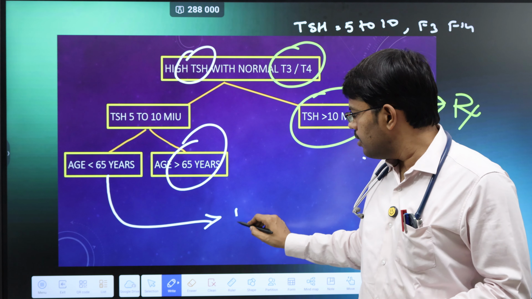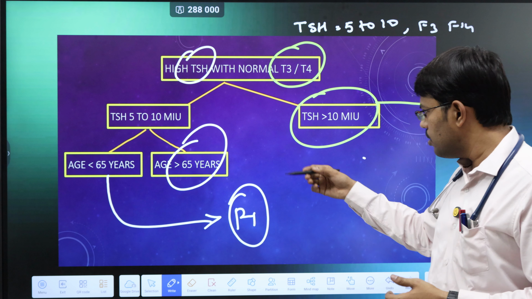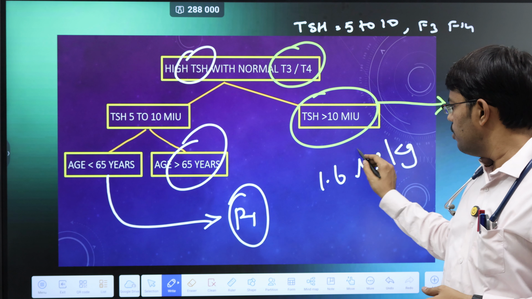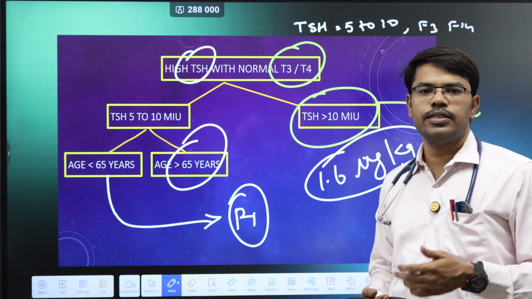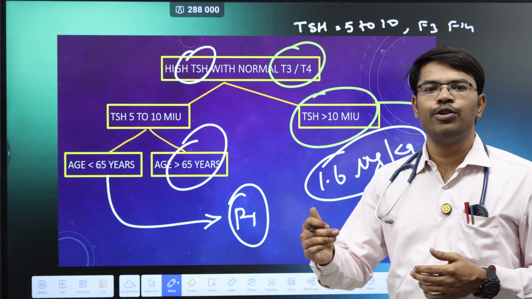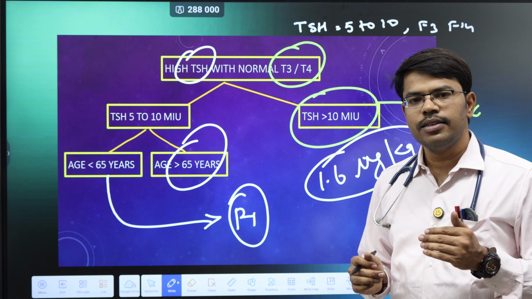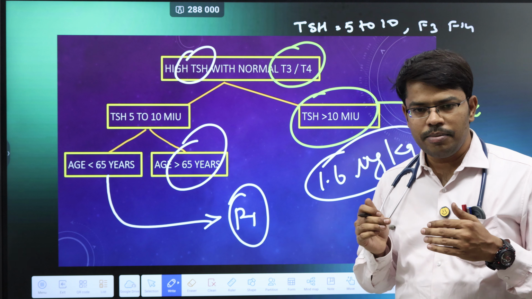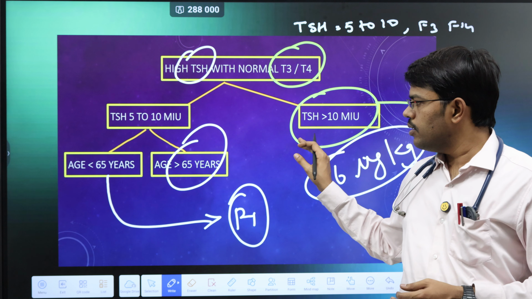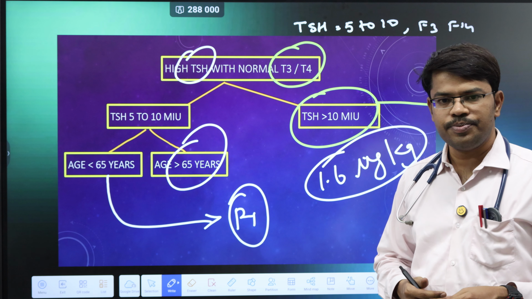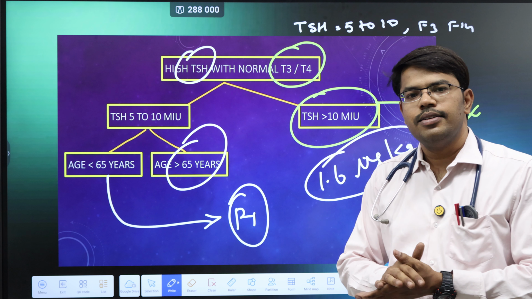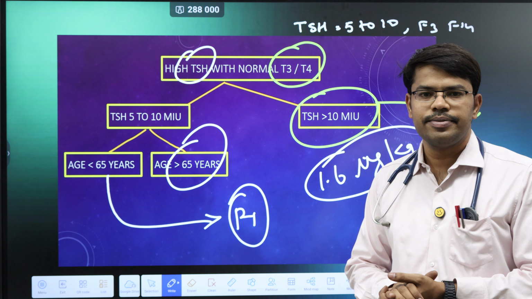So this is all regarding the treatment. When to start, and what is the dose? 1.6 microgram per kg per day, ranging from 1.2 to 1.6, starting with 25 microgram. After a period of 6 weeks, look at the TSH and the dose has to be titrated up. Titration of 12.5 to 25 microgram at a time can be done, then subsequently you have to follow up. So this is all regarding subclinical hypothyroidism. I hope you understood this.